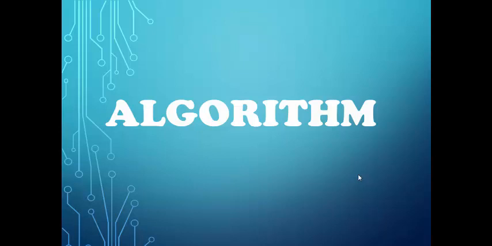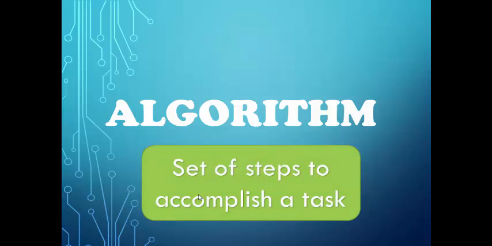So when we look at algorithm, in a definition, we can say algorithm is a set of steps to accomplish a task. We can also look at this from different aspects, that we can also look at this from our life that we all the time do. Let's see what we do in our daily life.